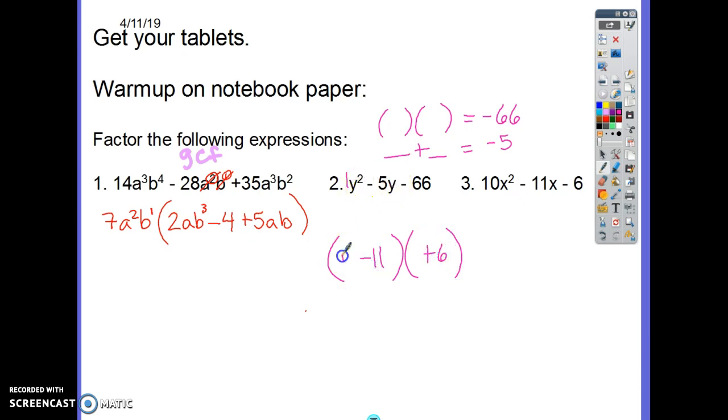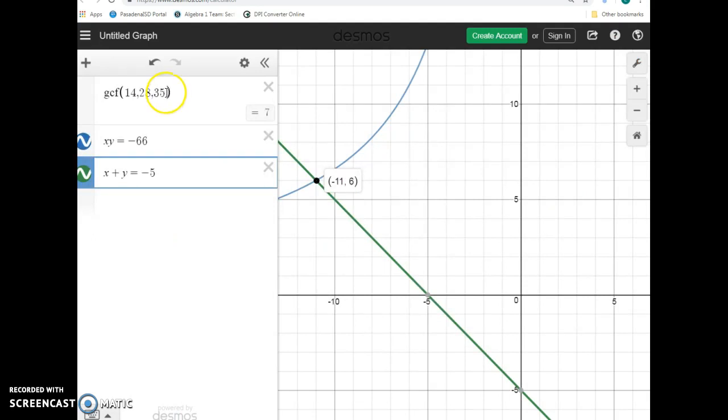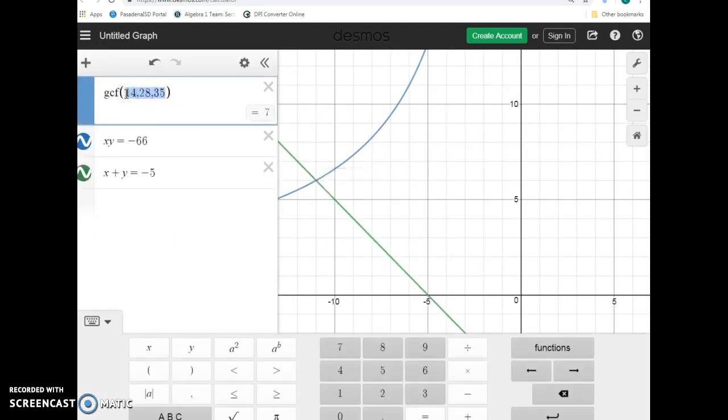They both have a y, so this is y and y. Okay? And then the last one, if there is a number other than 1 in the front, then first you need to check the greatest common factor. So you would type 10, 11, and 6. And they don't have anything in common. So I'm not going to take anything out.